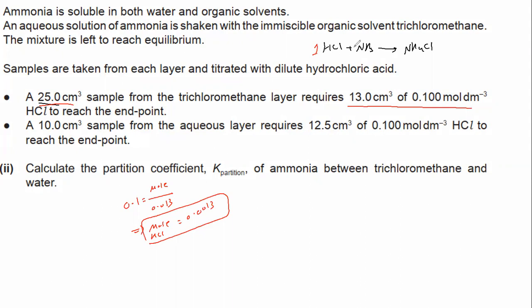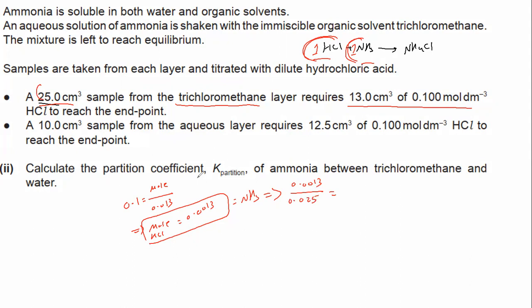Because in the equation that we wrote, the ratio is 1-to-1. 1 mole of HCl reacts with 1 mole of NH3. 1 molecule of HCl reacts with 1 molecule of NH3. So this number of moles is equal to the moles of NH3 in solution. What we are supposed to do now is find the concentration of NH3 in trichloromethane. The concentration will be equal to moles over volume. The volume is this, 0.025. We have to convert to decimeter cubic.